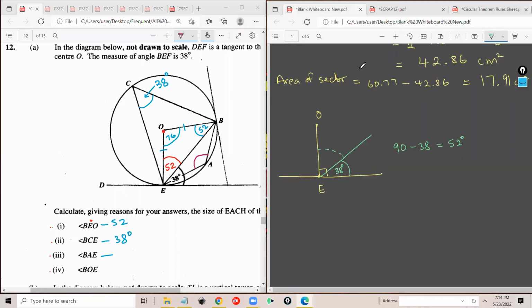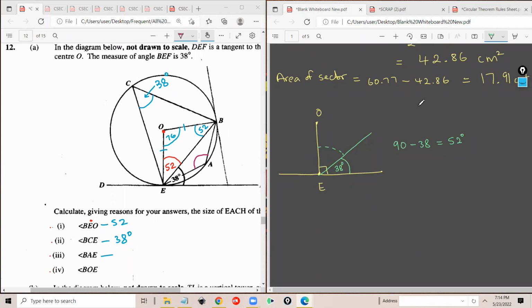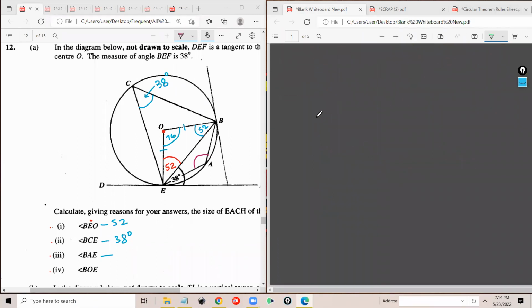The cyclic quadrilateral is actually E, C, B, A. That's the cyclic quadrilateral. Let me draw that back properly so you can see it. But with all those lines, it really gets tough to focus on just what you need. So here's A, which is what the examiner wants you to find, BAE.